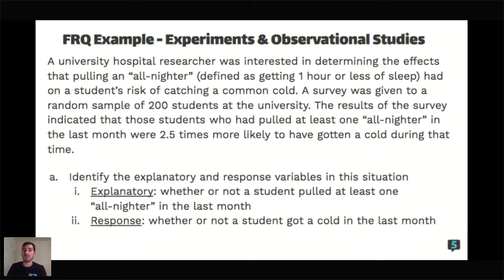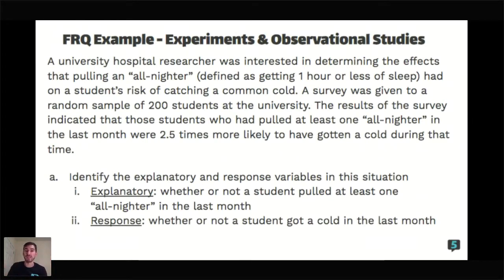Yes, that "whether or not" is important to make it clear that either you did do it or you didn't. So they mentioned at least 1 all-nighter. So they're really asking people on the survey, have you done this in the last month? Potentially, maybe even how many times have you done it? So it's possible that if you say number of all-nighters pulled in the last month, that could potentially get credit for the explanatory variable. But the key distinction here is, did you do one or did you not do one in the last month? And those will be our 2 groups that we're going to compare.